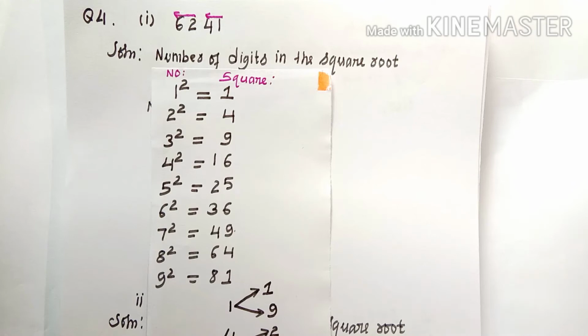Question number 4. Do refer to the question from your textbook properly. So here we need to find the square root by using the long division method. Before we start, let's have a look at the numbers and their squares.